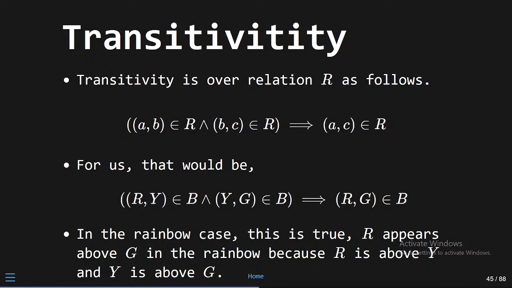But this is true in the case of, for example, integers and less than. 1 is less than 2, 2 is less than 3, and 1 is less than 3, right? So some relations are like this and some are not. In this case, I am noting that red is above green on the rainbow, and therefore should be an element of the rainbow relation. Okay? This is transitivity. This is the application of transitivity.